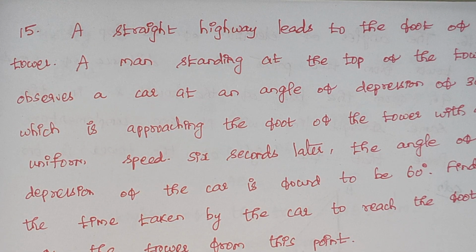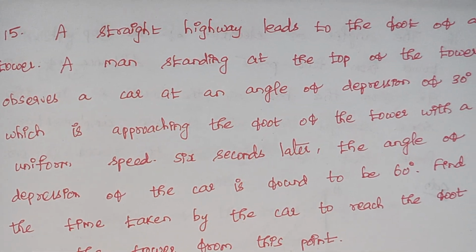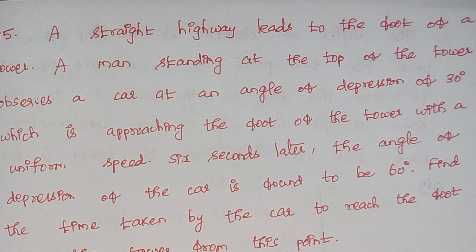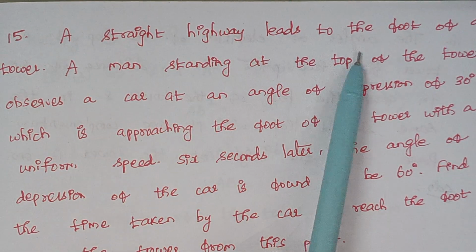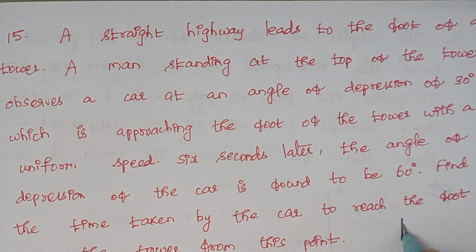Right. So here in this case, you see whenever the problems are lengthier, you just read it twice or thrice, so that it will be easy for you to draw the diagram. You see, a straight highway leads to the foot of the tower. So anyway, there is a tower. Okay, there is a highway, there is a road.